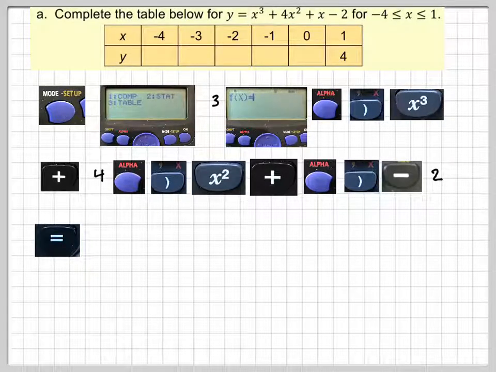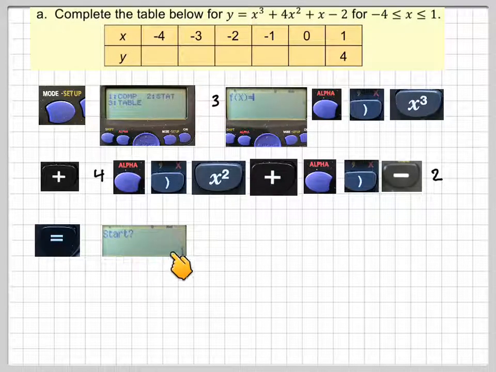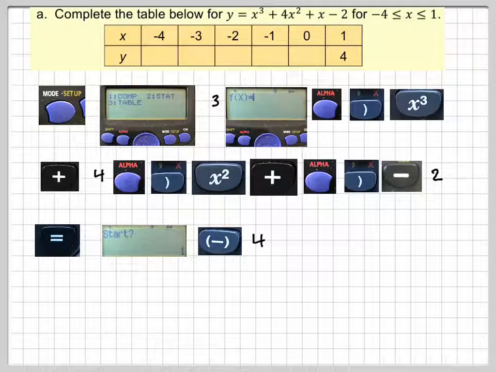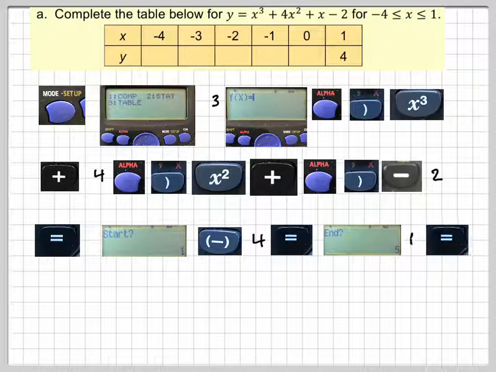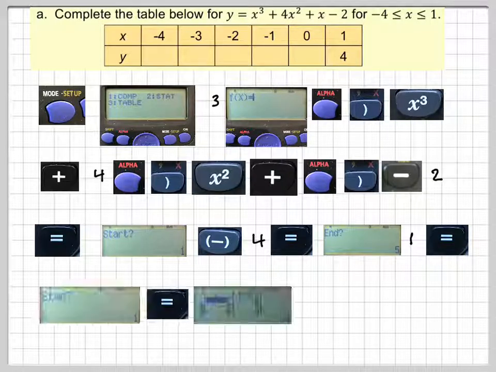equals, and then when the equals comes up we get a start, so we need to say where we want it to start. We want it to start at minus 4, that's the minus we should be using, then end equals, and then end will come up and we're going to want it to end at 1 equals, and then the step normally by default is 1, and then we get a table of results which we can fill in.